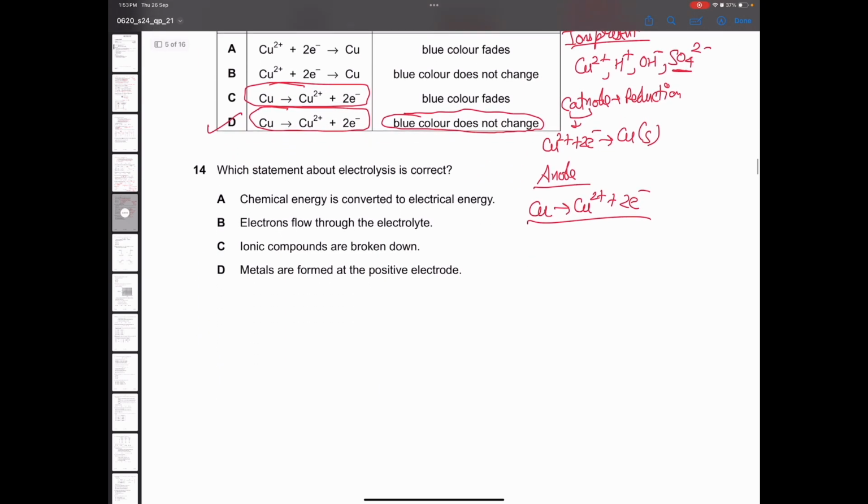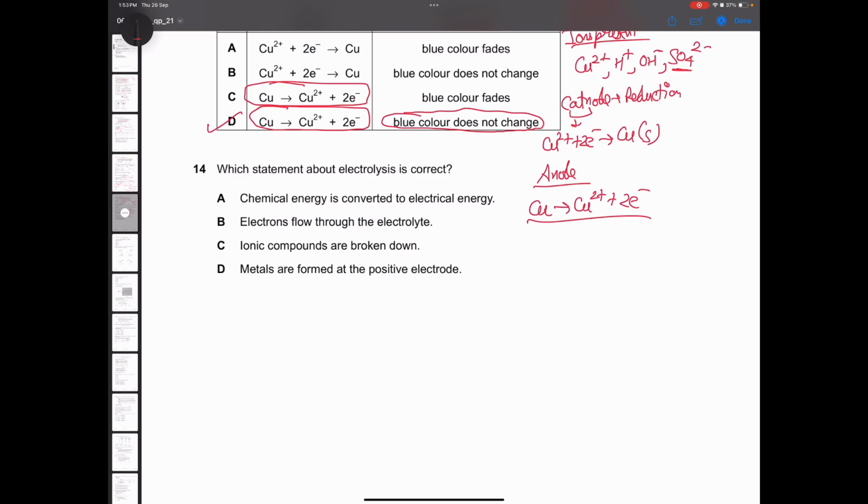Which statement about electrolysis is correct? In electrolysis, electrical energy is converted to chemical energy. So statement A is incorrect. Electrons flow through the electrolyte. No, this is incorrect. Ions flow through the electrolyte. Ionic compounds are broken down. True. Metals are formed at positive electrode. No. Positive electrode is the anode, where anions get attracted. So option B, sorry, not option B, option C is the correct one.